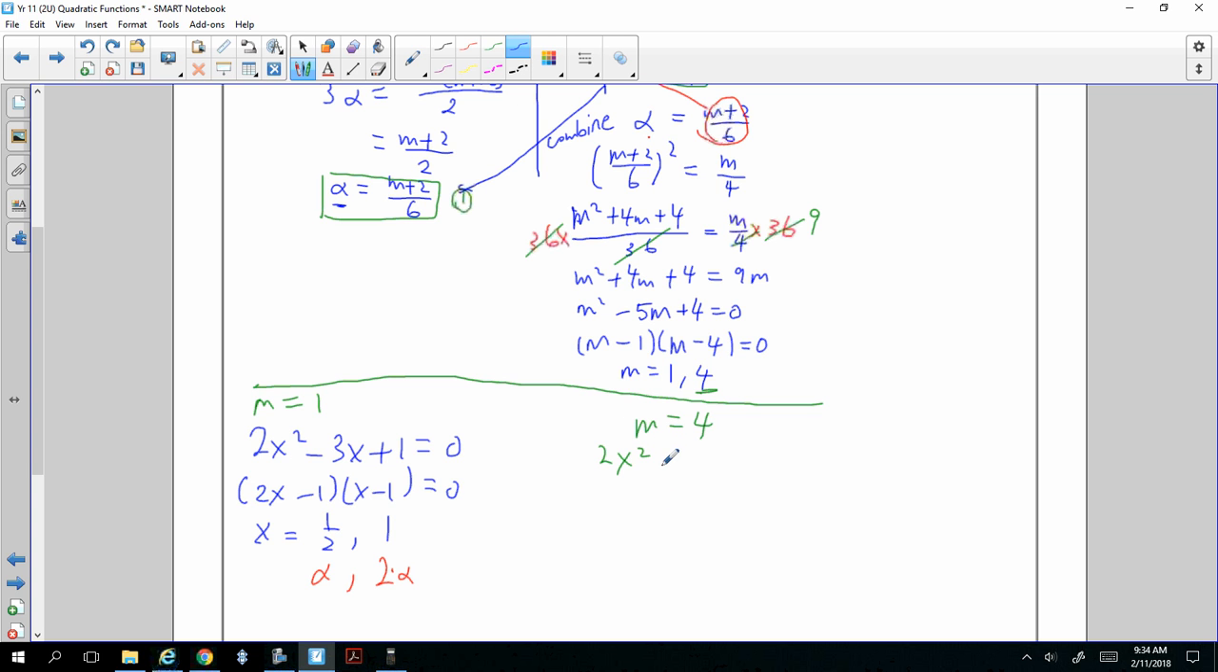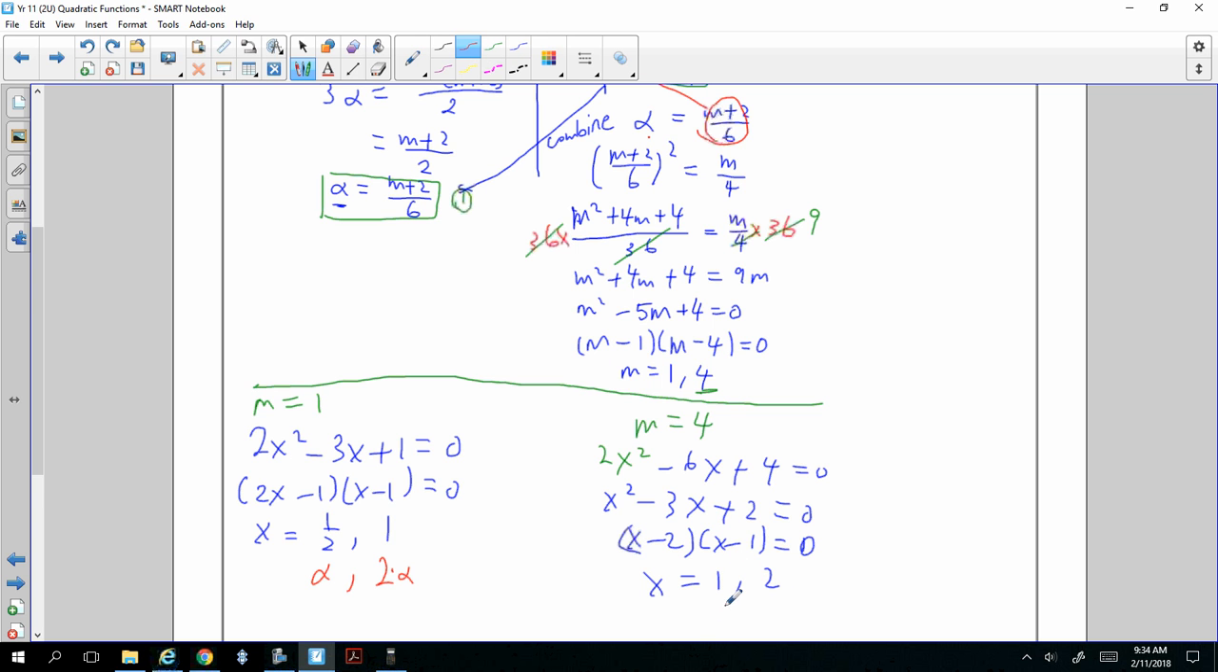And x minus 2, x minus 1. Again, you get one root double the other, right? So you get alpha and 2 alpha. Does that make sense? So when you found these m values that make the equation have one root double the other root, you don't have to do this. This is not needed. I'm just showing you how it works.